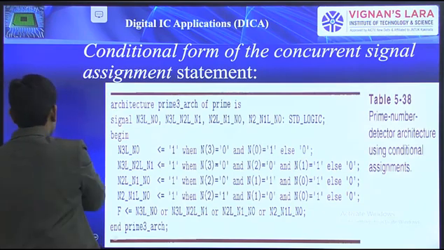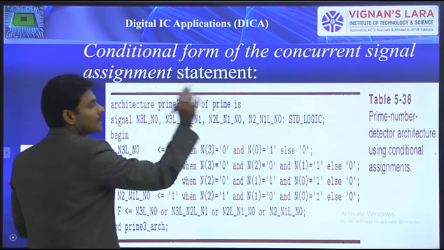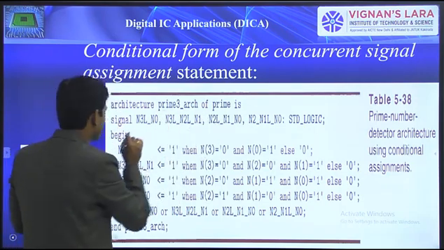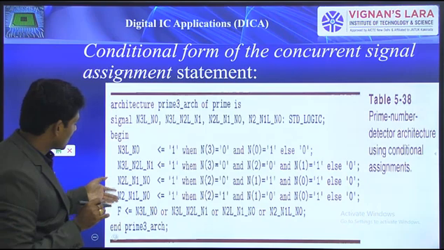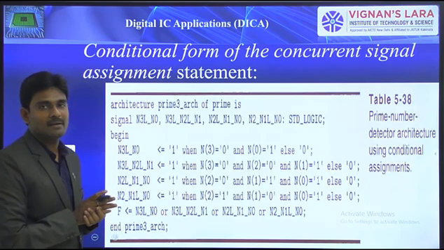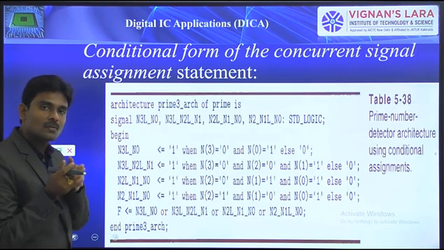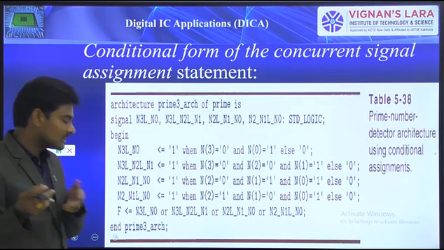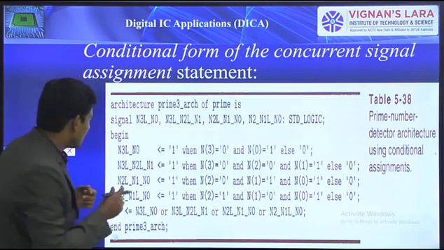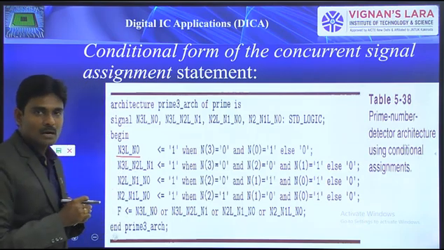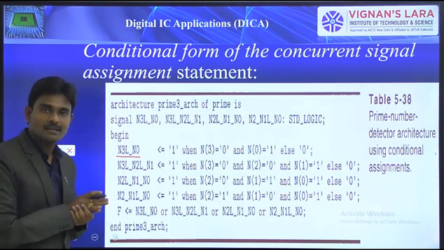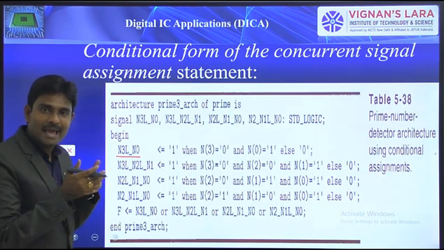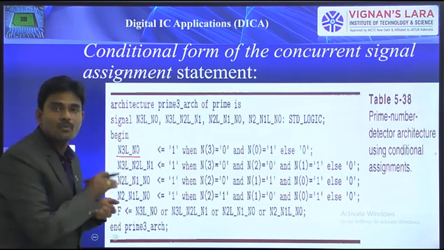Here we considered this program: architecture name of entity name is, then the signal declaration began. We started with levels: the first level is the inverter output, the second level is the AND gate outputs, and the last level, the third, is the OR gate output. This is the first 2 input AND gate output. We mentioned names such as N3L underscore N0. Based on this syntax, in the same way we are supposed to write the program.